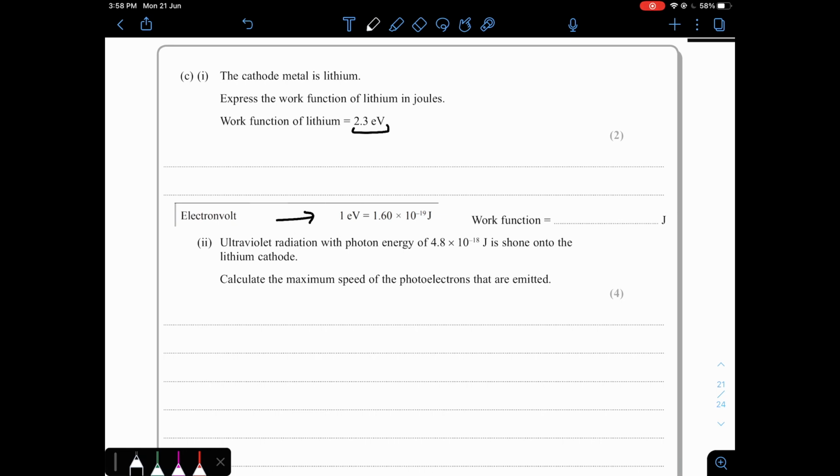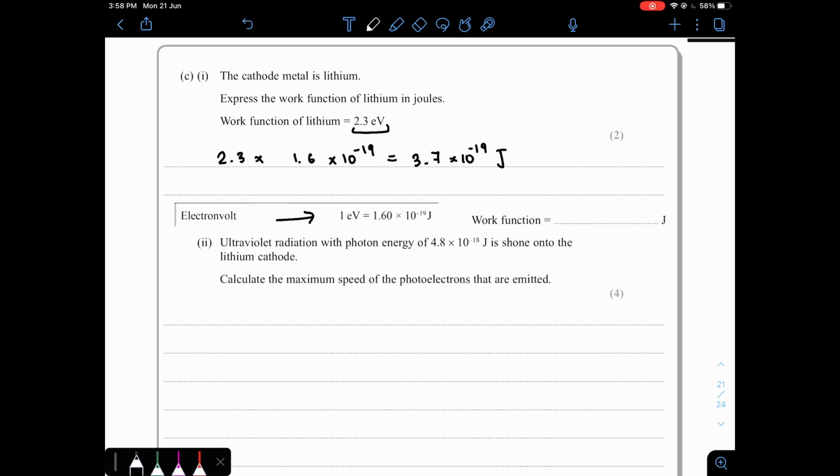So 1 electron volt is 1.6 times 10 to the power of minus 19 joules. So 2.3 electron volts will be 2.3 times 1.6 times 10 to the power of minus 19 joules. And we get 3.7 times 10 to the power of minus 19 joules.